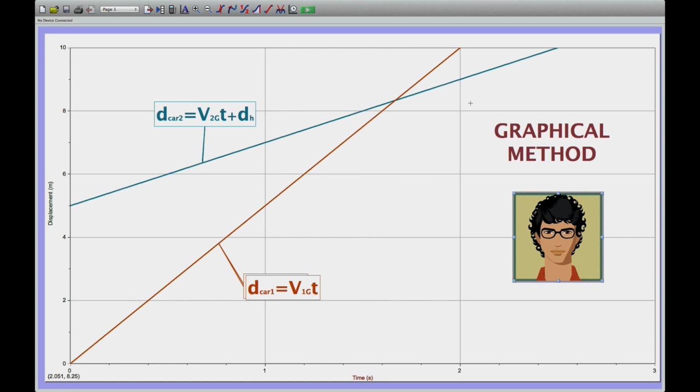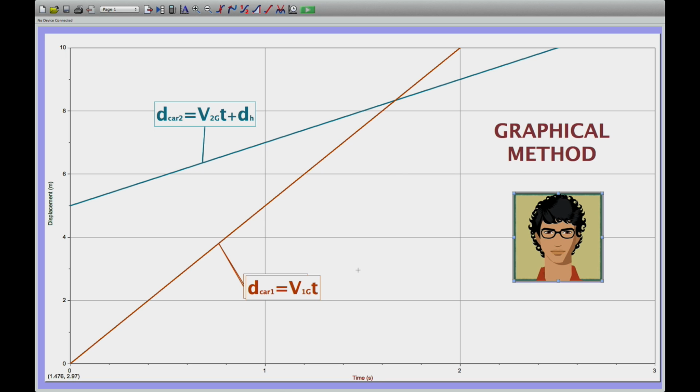Well, hello, it's Virtual Me again. This time I'm here to show you the graphical method of solving for when and where car 1 overtakes car 2 in this arrangement, in this little race.